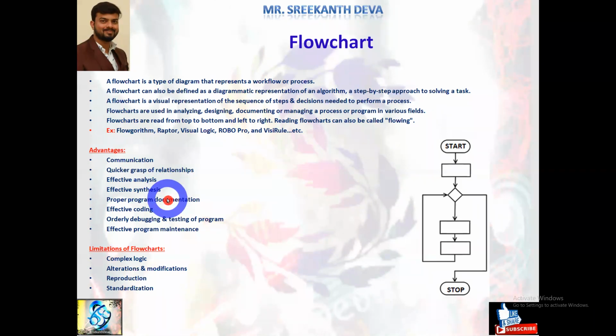Proper program documentation: they serve as good program documentation, which is needed for the following reasons. Documented knowledge belongs to an organization and does not disappear with the departure of the programmer. If programs are modified in future, the flowchart helps the programmer in understanding the current logic. This will aid greatly in future program conversions when new hardware or software packages are acquired.